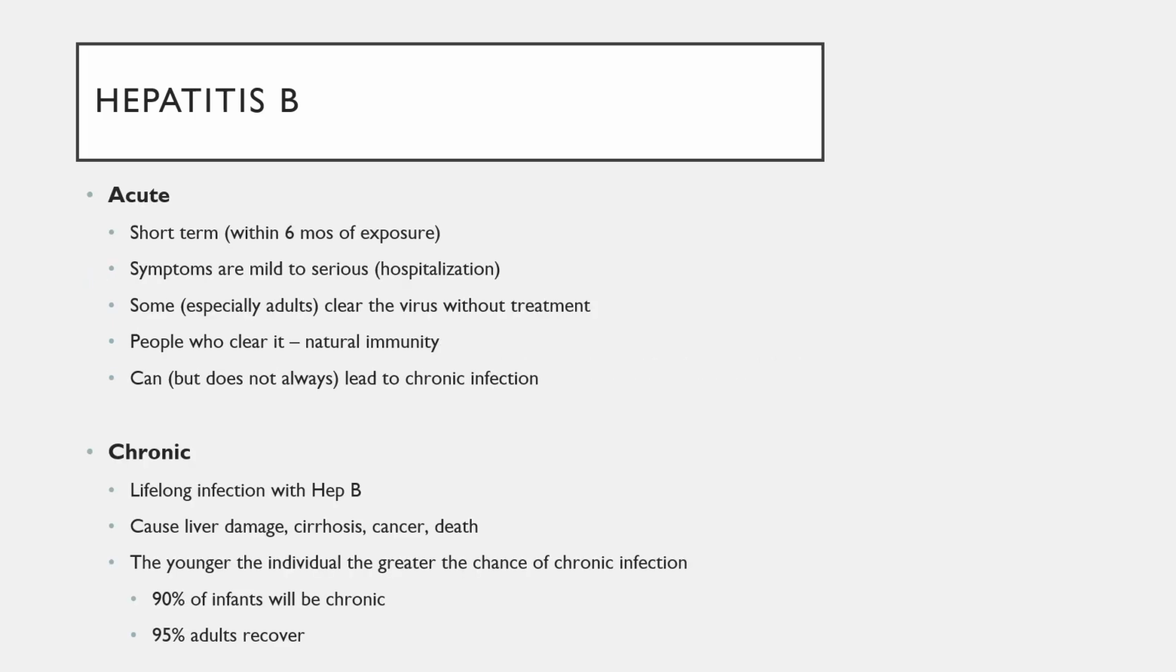Now let's zoom in a little more on what actually separates acute from chronic hepatitis B, because this distinction matters tremendously when you're looking at liver tissue. Acute infection happens within about 6 months of exposure. Symptoms can range from I feel kind of crummy all the way to hospitalization, because the severity is largely determined by the host immune response, not just the virus itself. Here's something important. Many adults will clear the virus without treatment and develop natural immunity, which is great, gold star for the immune system. But acute infection can transition into chronic disease, and we don't always get to predict who that will be.